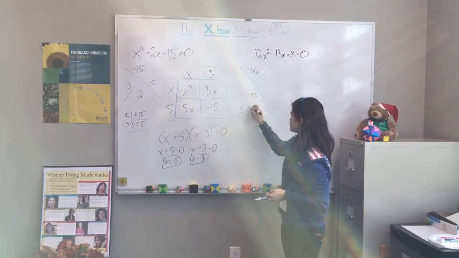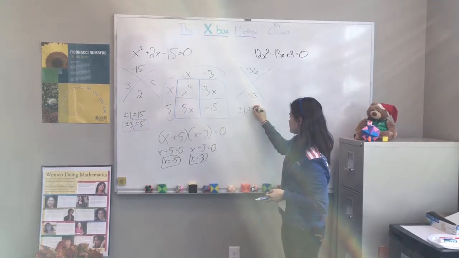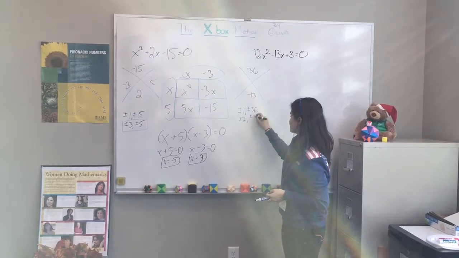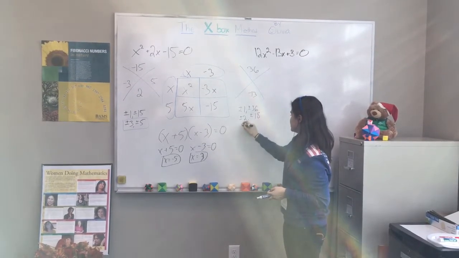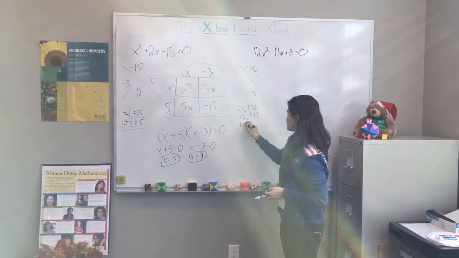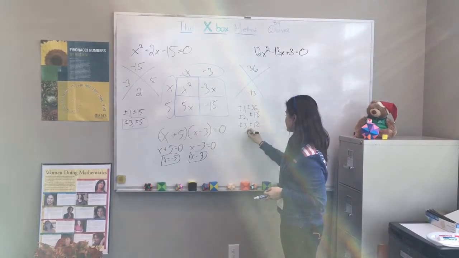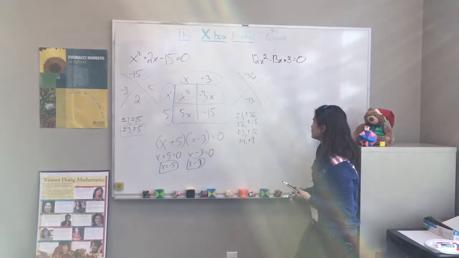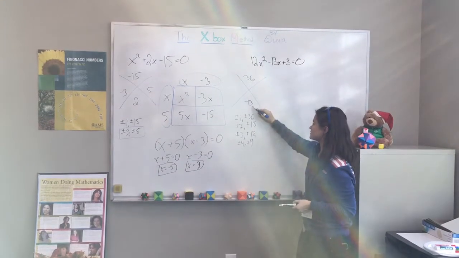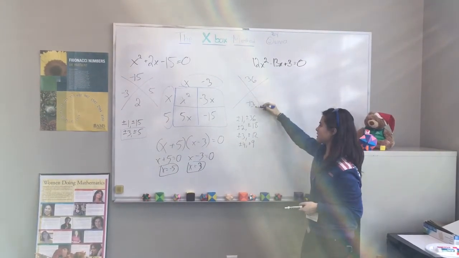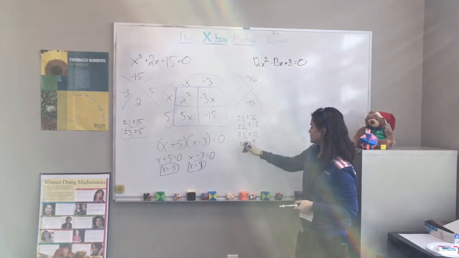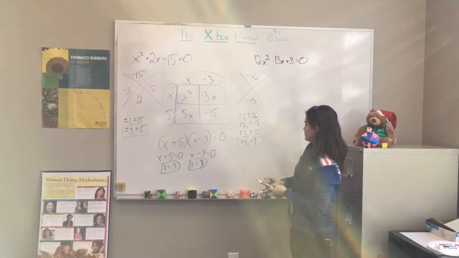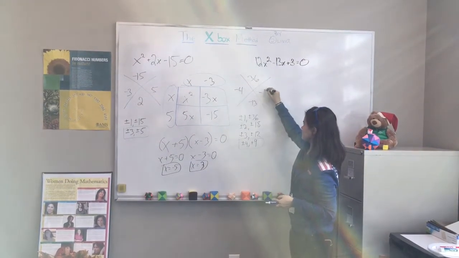If you list off the multiples of 36, you get plus or minus 1 and plus or minus 36, plus or minus 2 and plus or minus 18, plus or minus 3 and plus or minus 12, plus or minus 4 and plus or minus 9. In this case, we need two negative numbers because they multiply to be a positive number and they add to be a negative number. So we need to use negative 4 and negative 9.